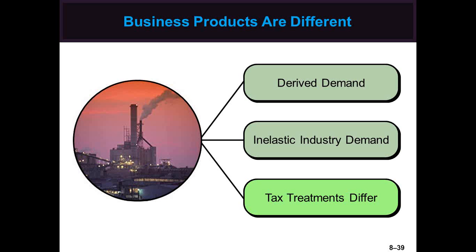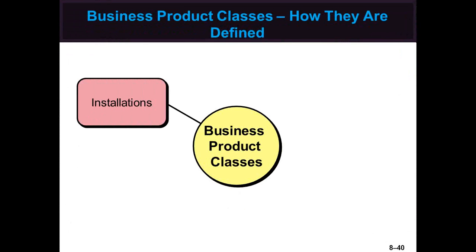Tax treatments affect buying also. An expense item is deducted as a business expense in the year it is bought. A capital item lasts for years, is depreciated over its life, and is often very expensive. Customers pay for the capital item in the year it is purchased, but for tax purposes the cost is spread over several years, reducing the cash available for other purchases. Business product classes are based on how business buyers see products and their uses.